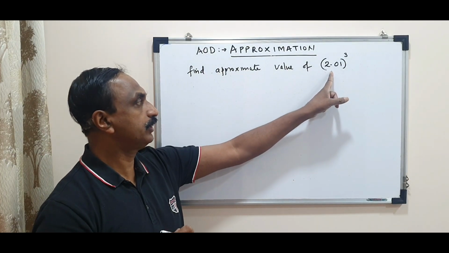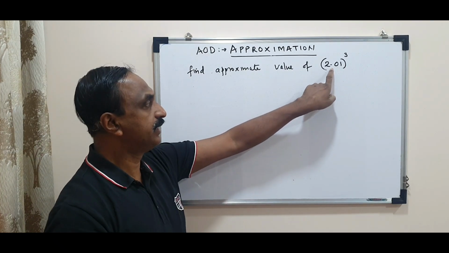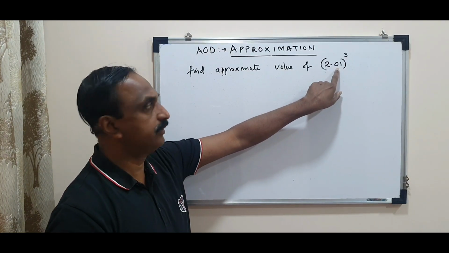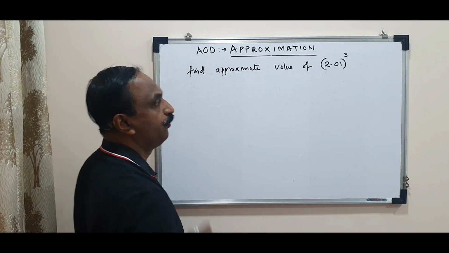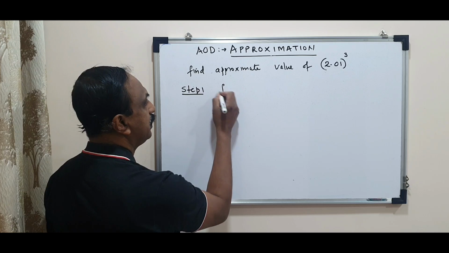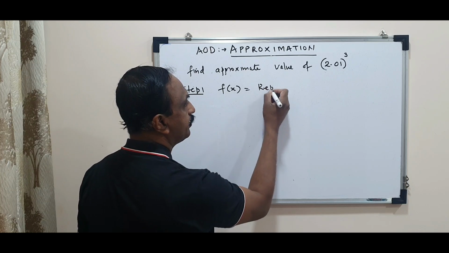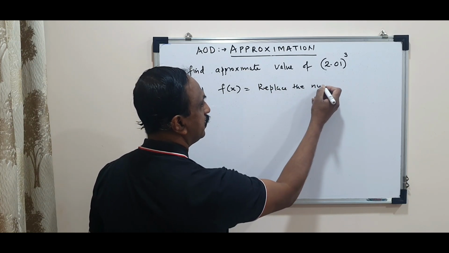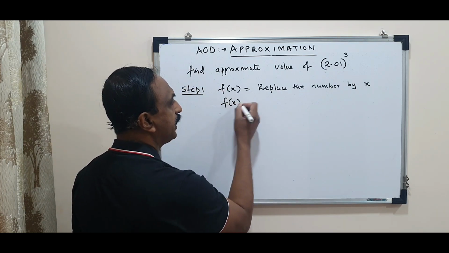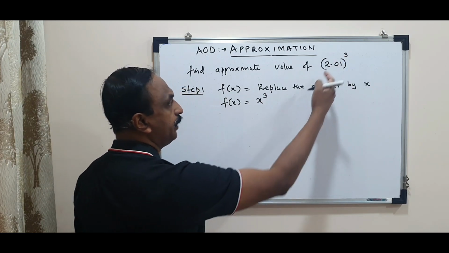First, let me explain how we apply the formula that we have just learned to calculate the approximate value of 2.01 the whole cube. You must notice here that there is a number involved and there is an operation involved. The number is 2.01, the operation is cube. So we will first define what the function is. Step number 1: define the function f of x. The number, if you replace it by x, replace the number by x. So I can write here f of x is x cube. Don't get confused between this cube and 2.01.